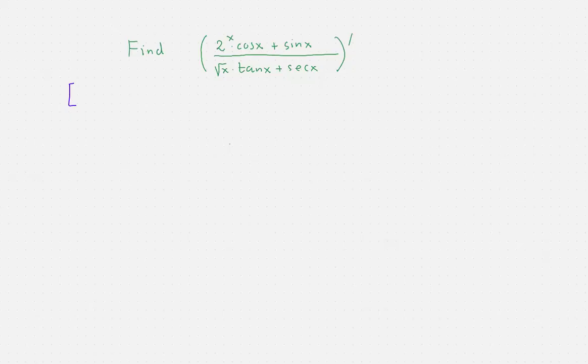And let's write everything that we're going to use. So overall, we're using the quotient rule because overall this is a quotient. So the derivative of f of x over g of x is the derivative of the top times the bottom minus the top times the derivative of the bottom over the bottom squared.